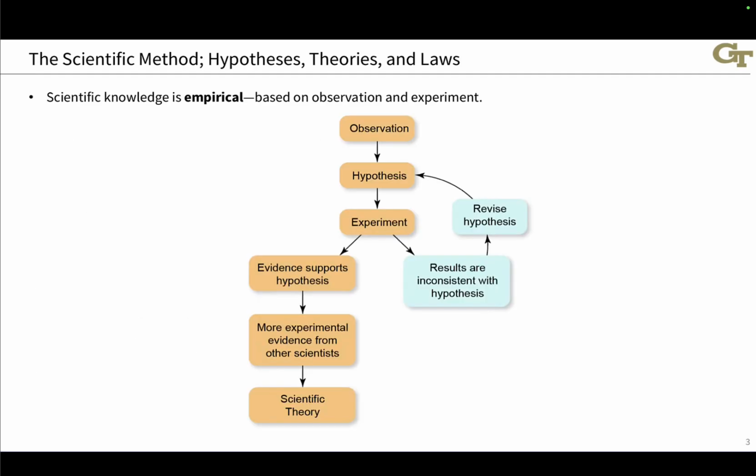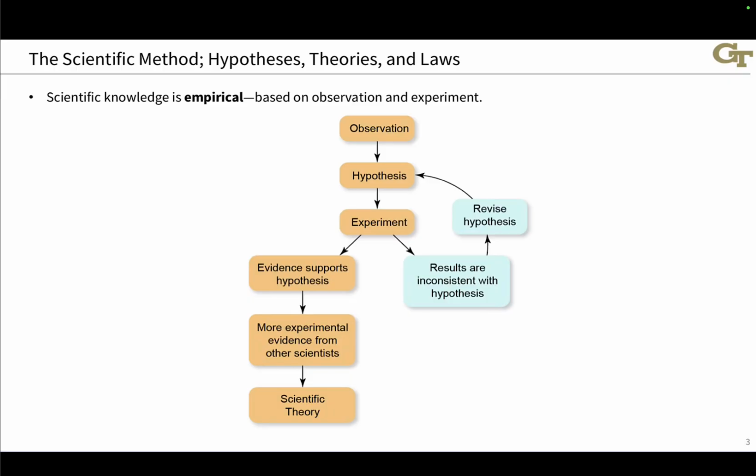Everything in science is empirical, right? Scientific knowledge is based on observation and experiment. And you may have learned in grade school that there's a canonical process for this. Now, real science is often a messy version of what you see on this slide, but it gives you a Platonic, idealized sense of what science is supposed to look like.